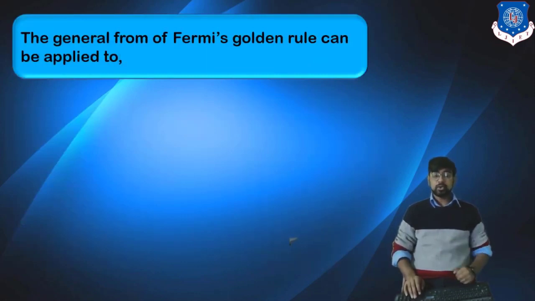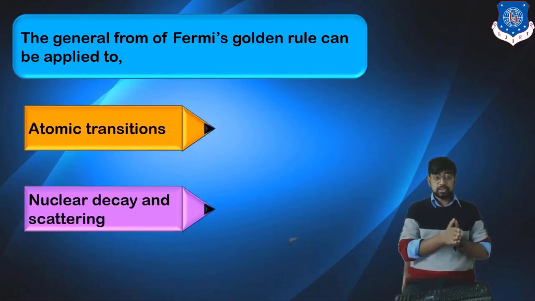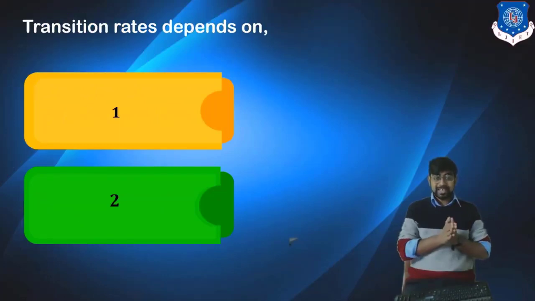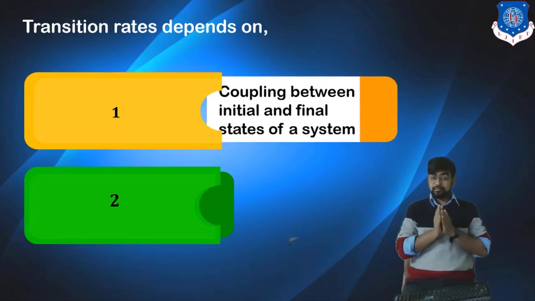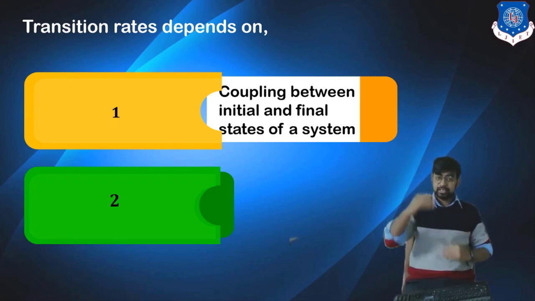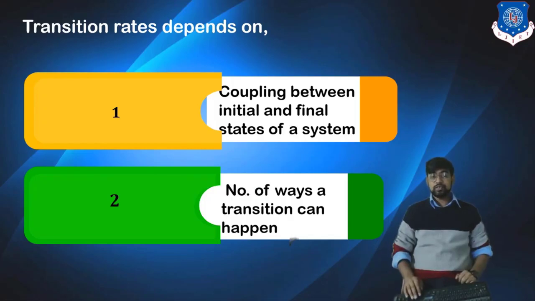In general, Fermi's golden rule can be applied to atomic transitions, and also nuclear decay and scattering. So these things can be applied with the help of Fermi's golden rule. The next part: the transition rate depends on which things? The first part is the coupling between the initial and the final state. Whenever I say initial and final state, always take the initial state as the lower and the final as the higher energy level state. For our context, we can also say that it is E1 and E2. Now the second is the number of ways the transition can happen. So these are the things on which the transition rate depends.